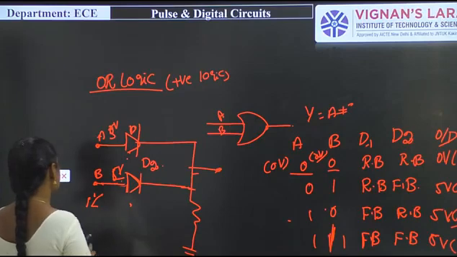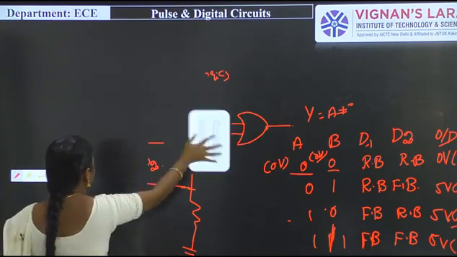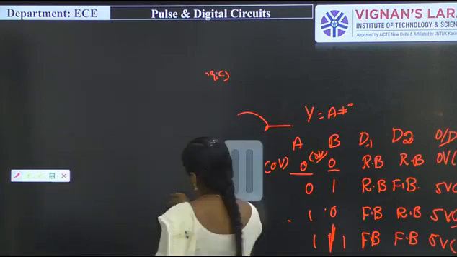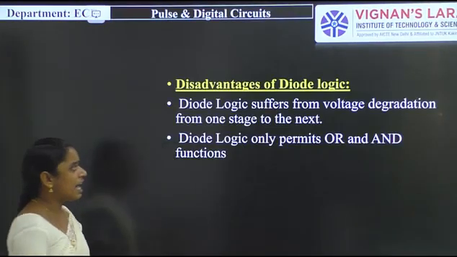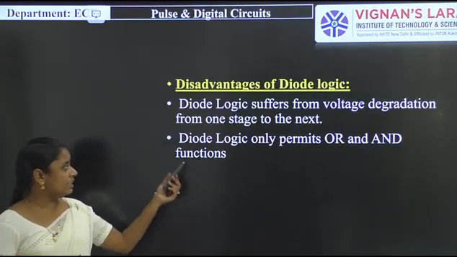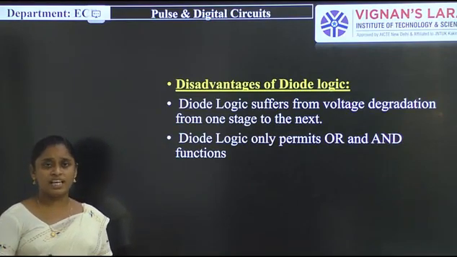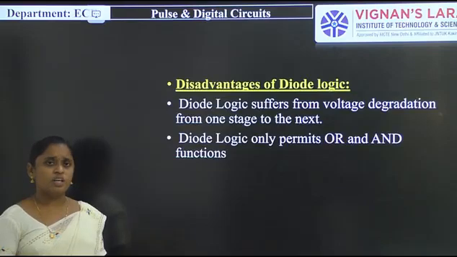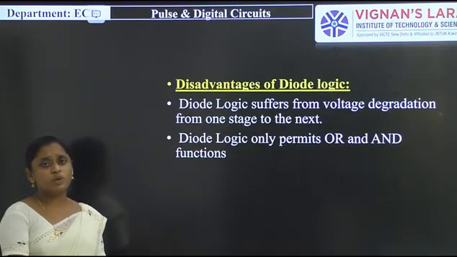And the next one is about the diode transistor logic. By using this logic we can design only AND and OR functions. We have different types of logic gates: AND gate, OR gate, NOT gate, XOR gate, there are so many gates. But by using the diode logic we can design only OR and AND gates. At the same time, what is the drawback?